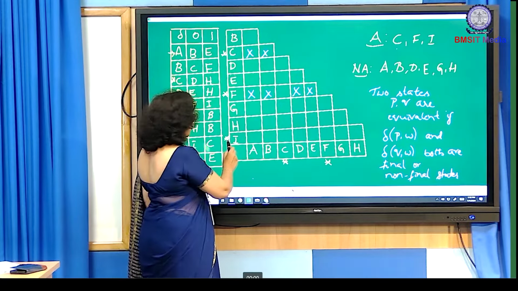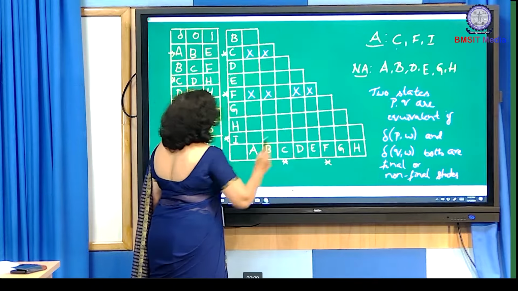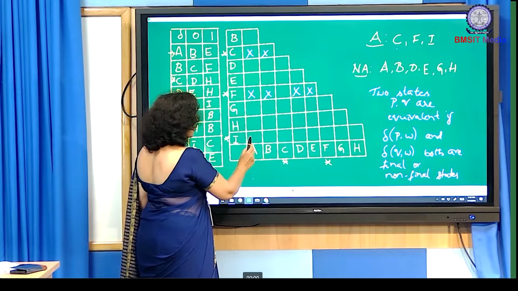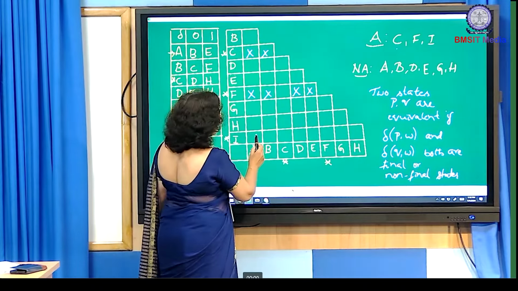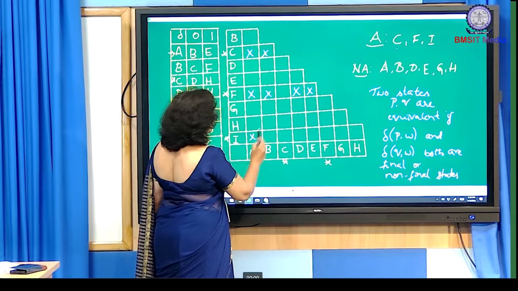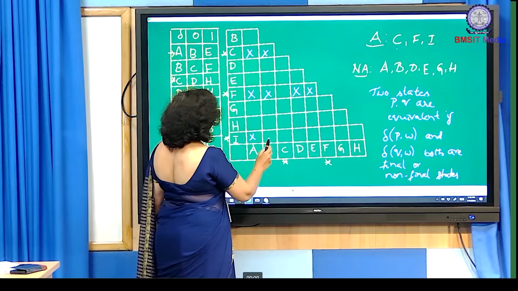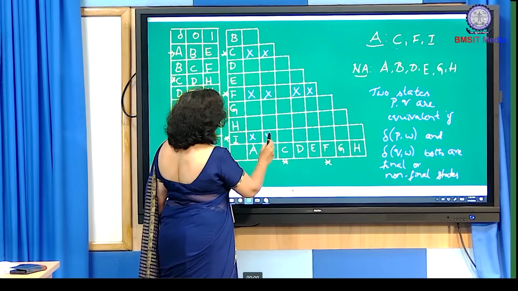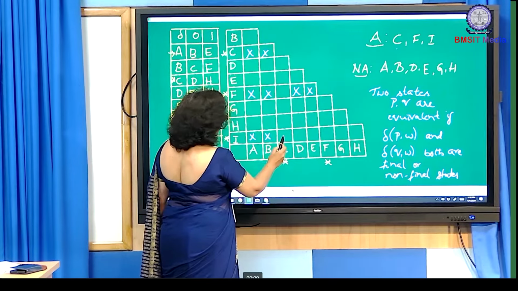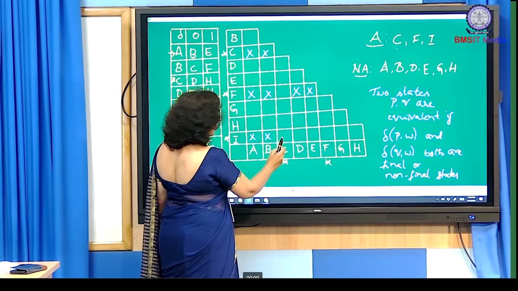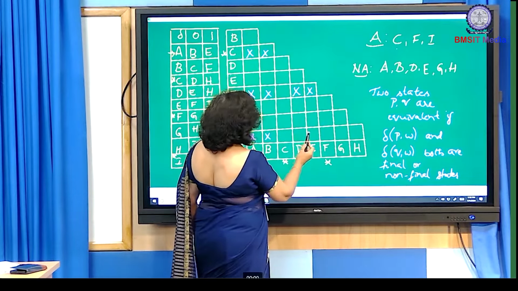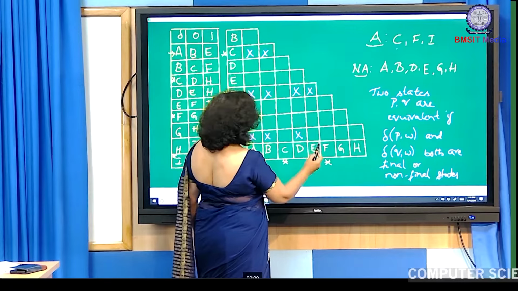Then come to row I. In row I, what about this? This is AI. Yes, I can make an entry, one is accepting, the other is non-accepting. This is BI. Yes, I can make an entry. CI: both are accepting, so I leave this. DI: I can make an entry. EI.